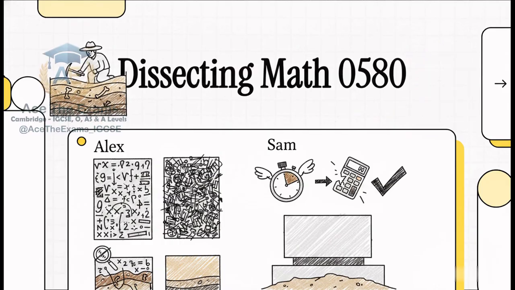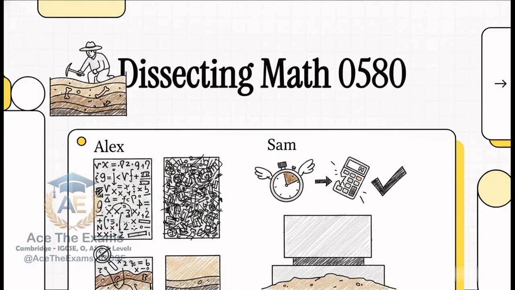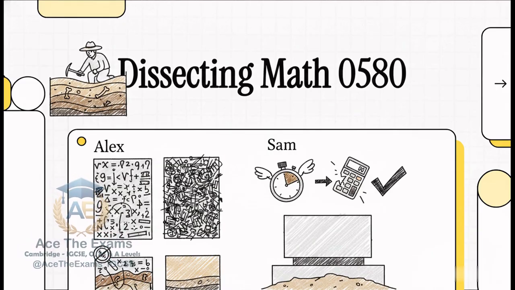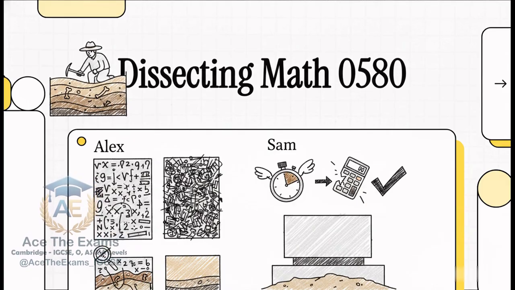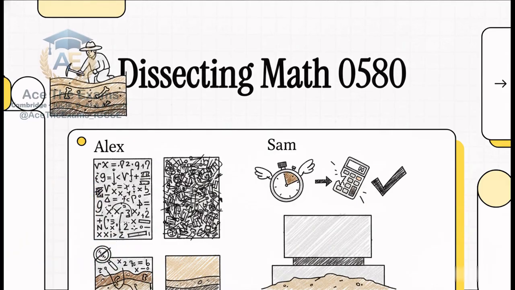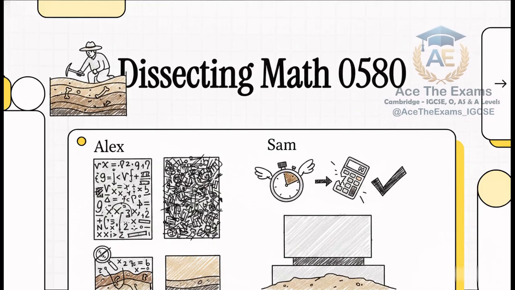Now, in all my years of analyzing exam performance and breaking down these exact syllabuses, whether it's 0580, 0606, or 4024, I consistently see two types of students who struggle, and it's almost never because they don't know the math. First, we have a student we'll call Alex. Alex is the overloader. Alex stuffs his answers with raw mathematical facts, formulas, and theorems, but provides absolutely zero analysis. He writes down every single formula he's ever memorized in the hopes that the examiner will just magically find the right one and hand over a mark. It's a spray and pray approach, and it fails every time.